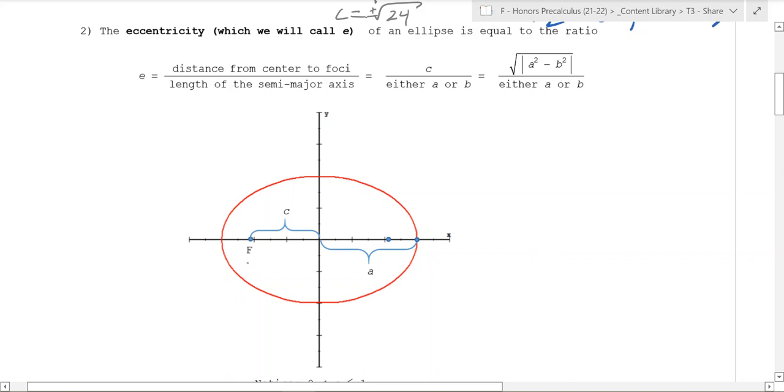So another thing that e is, it's equal to the ratio of the distance from the center to the foci to the length of the semi-major axis. So it's c over a or b. It's either a or b, the length of the semi-major axis, either equal to a or b.